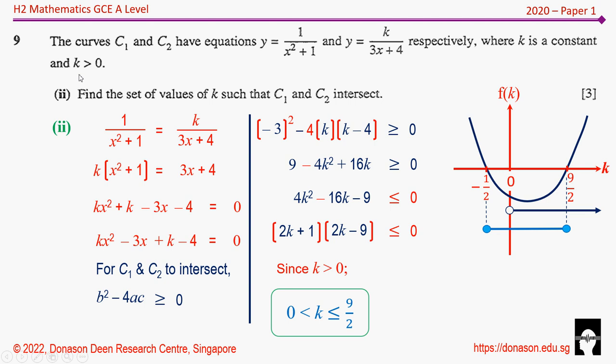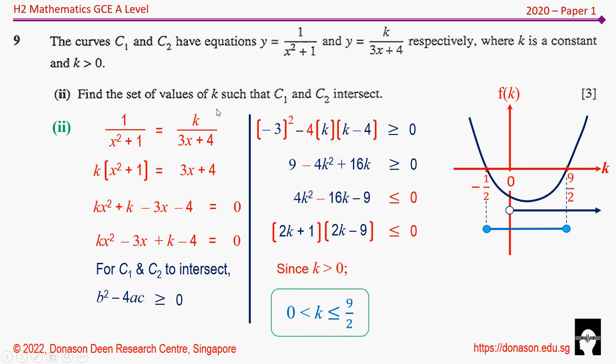Because k must be bigger than 0, not equal to 0. So therefore this is the inequality as given, the restriction given by the question. So if we were to combine both of these together, we can see that k must be greater than 0 but less than or equal to 9 over 2. So that is the answer to the second part.